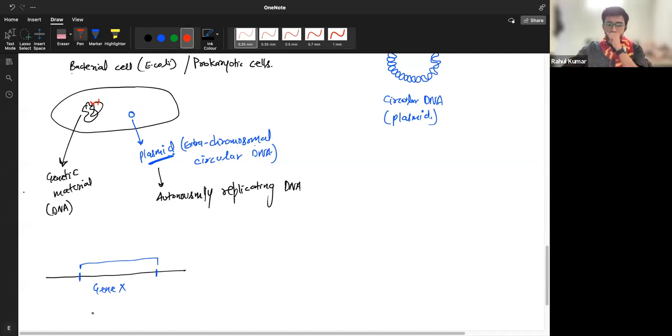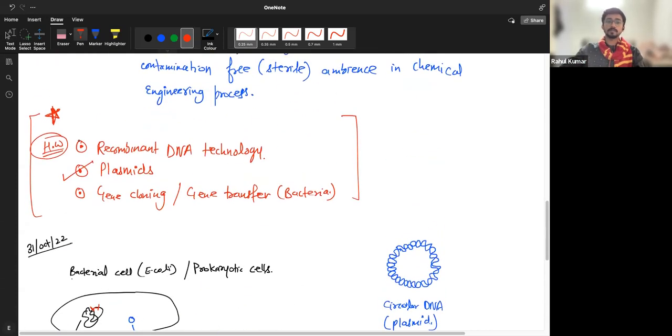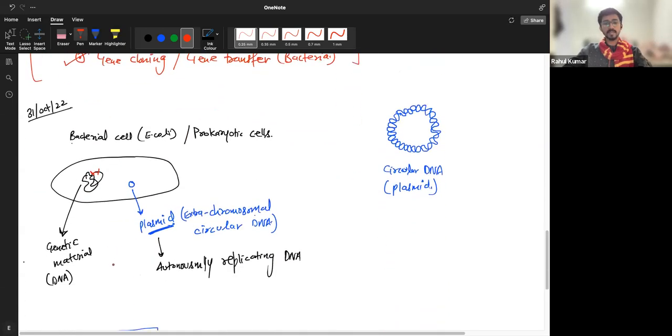So this whole process of taking a gene of interest, which is a DNA sequence, putting it in a plasmid, which means making a recombinant DNA, is called recombinant DNA technology. The first thing. Okay, are the words clear to you? Now let's go to the mechanism.